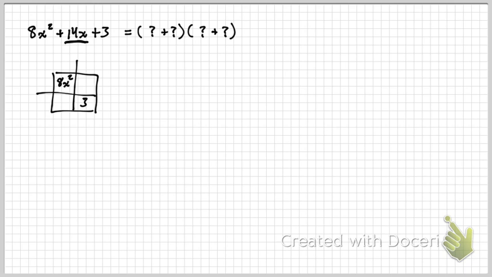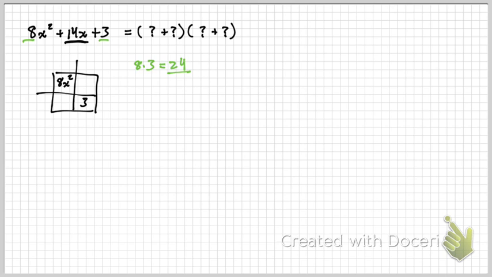What you do is you take the first number and the last number, just the coefficients. That's this number and this number. You don't use the variables. You multiply them together, and for this one, you get 24. The next thing you do is list all the numbers that multiply to give 24. I always start with 1, and it's not a lot.